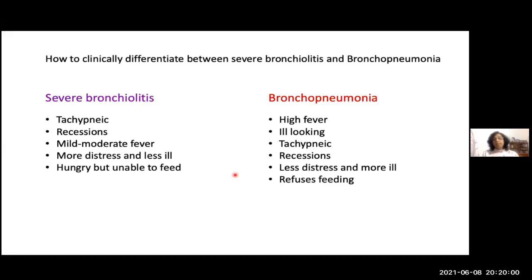I'm not telling you that it's easy to differentiate between severe bronchiolitis and bronchopneumonia with these findings, because we may not see all these things in a baby, right? So only two or three features may be present. It's your high index of suspicion that makes the proper clinical diagnosis.